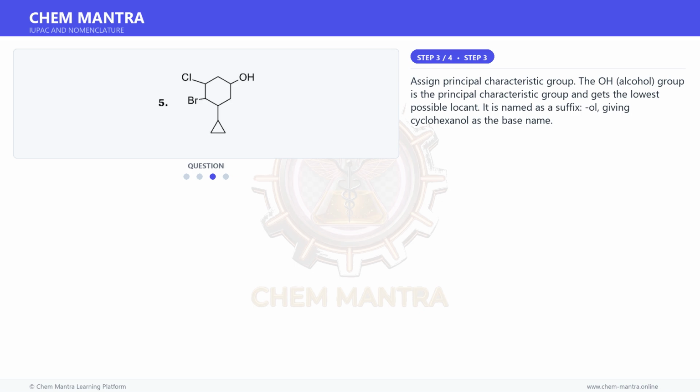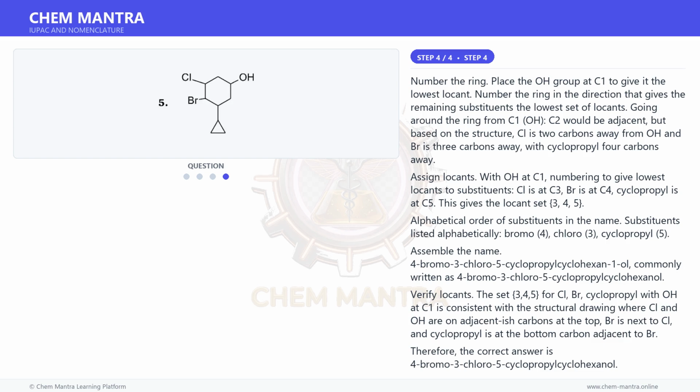Assign principal characteristic group. The OH, alcohol, group is the principal characteristic group and gets the lowest possible locant. It is named as a suffix, ol, giving cyclohexanol as the base name. And for the final step, number the ring. Place the OH group at C1 to give it the lowest locant.